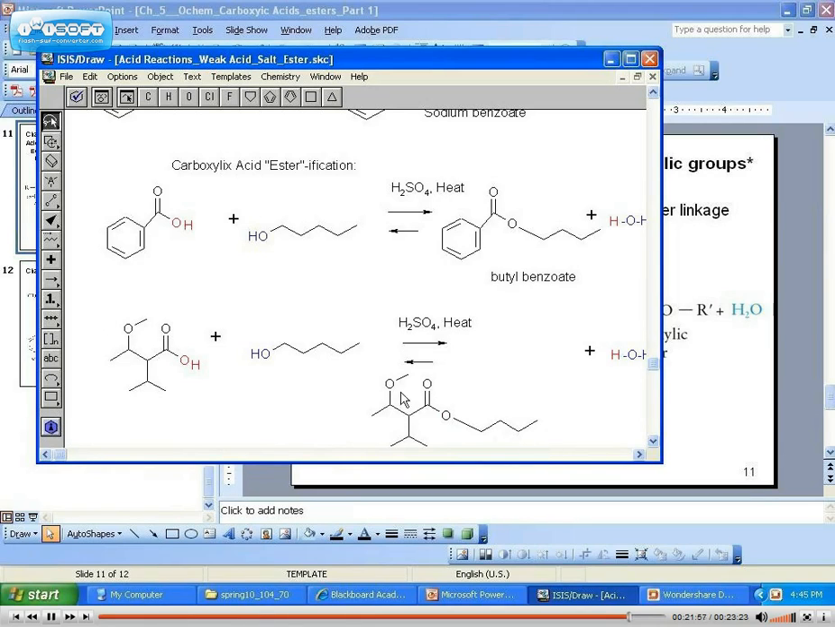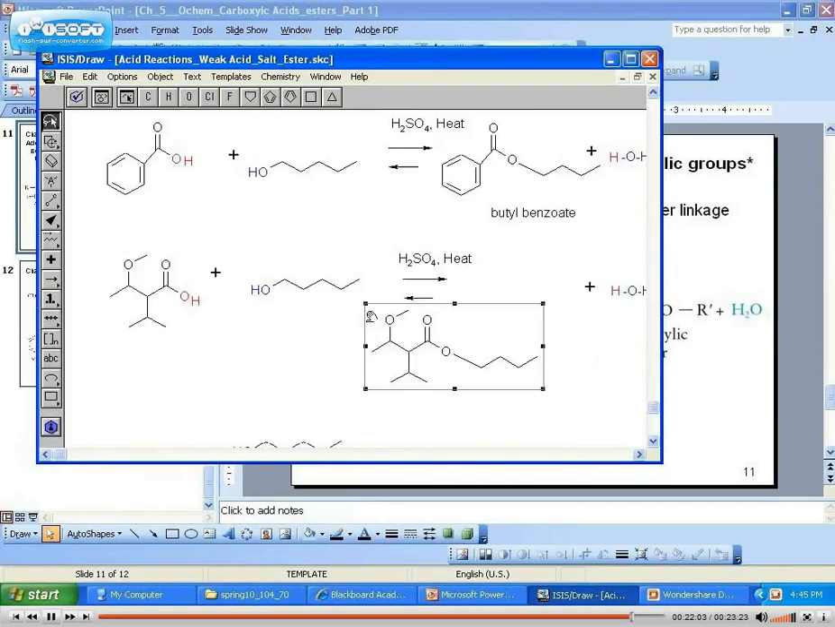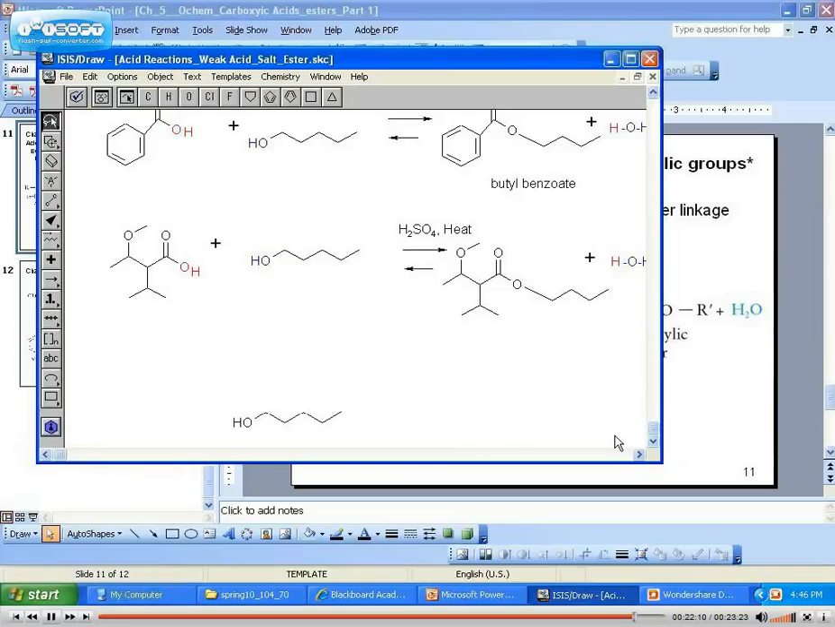Keep in mind, the rest of the functional groups or branches are just window dressing. They have no actual function in this particular reaction. They're just there to throw you off.